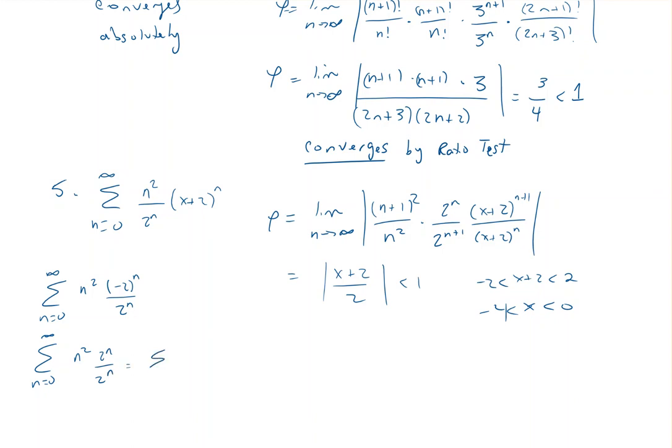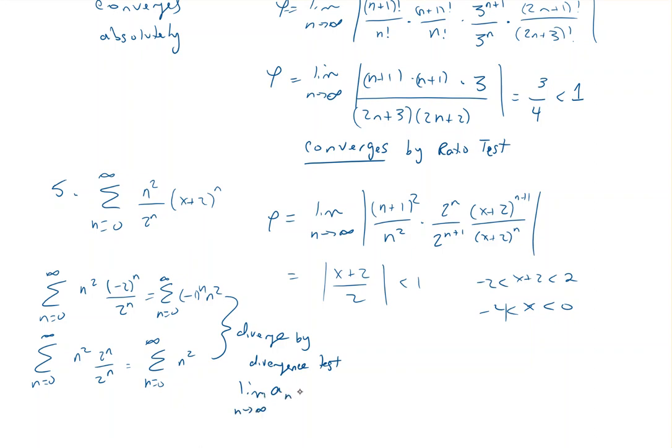So this just, folks, I mean, this is just this, right? And this is just the same thing with a negative 1 up front. And both of these are going to diverge by the nth term test, or the divergence test, which says that if the limit as n goes to infinity of the actual sequence isn't approaching 0, it must diverge. So that means that's our final answer. Neither negative 4 nor 0 works.